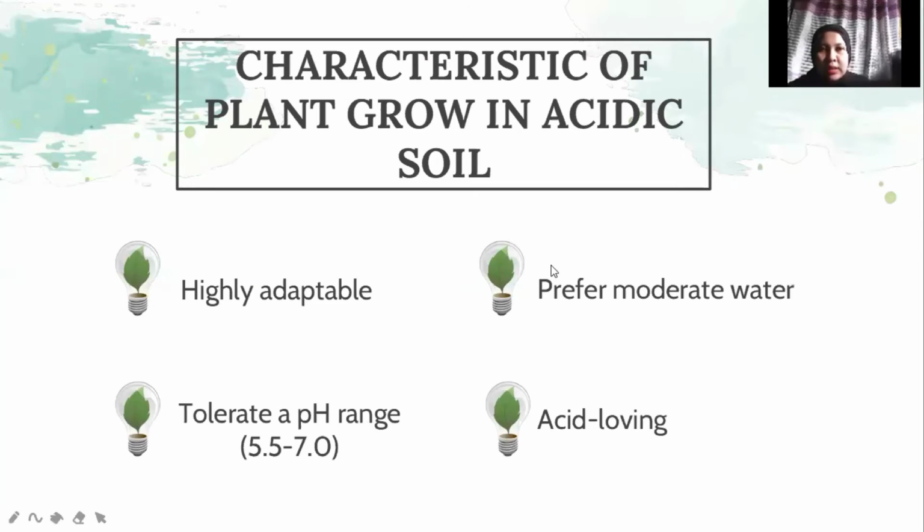Okay, these are the characteristics of plants that usually grow well in acidic soil. First is highly adaptable. Second, tolerate the pH range. Third is prefer moderate water, and lastly is acid loving.